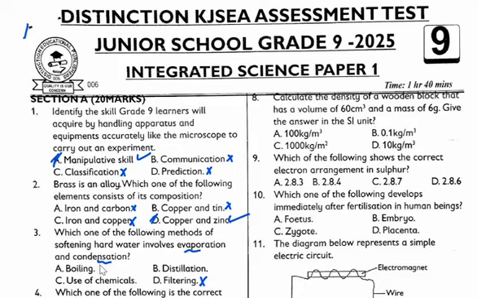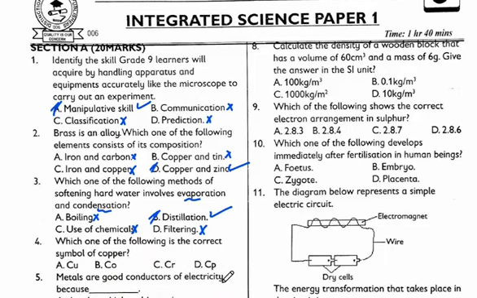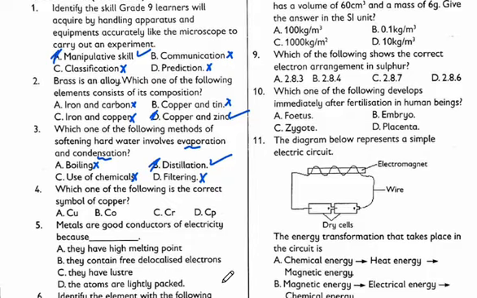What about boiling? Boiling involves only evaporation. Therefore, that one is not true. Also, use of chemicals like washing soda does not involve things like evaporation, and therefore this one is not true. And therefore, the correct option is B. So distillation involves both evaporation and condensation. And therefore, that is the answer. Continue to question number 4.